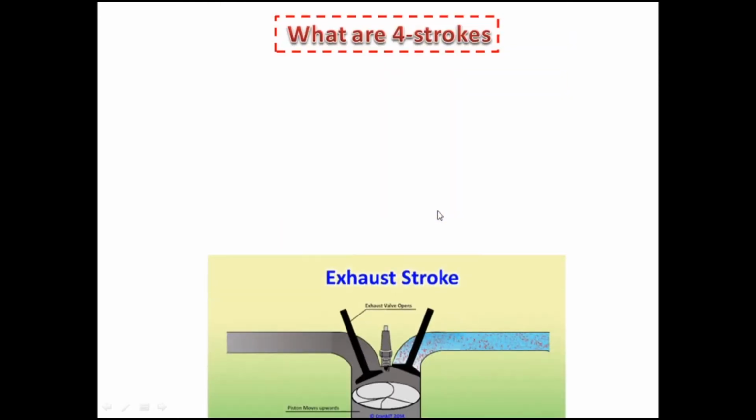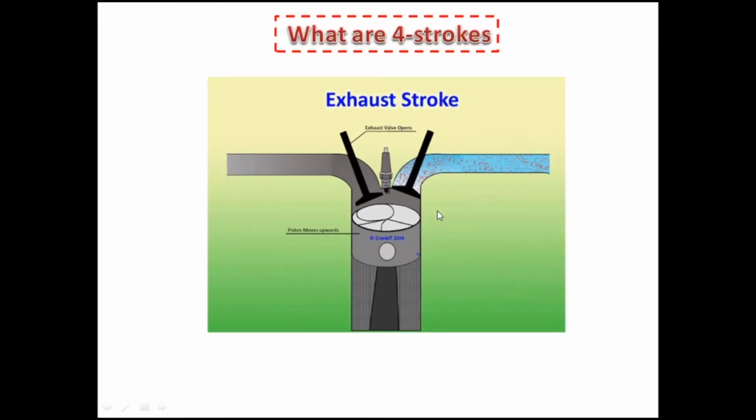And the next one is exhaust stroke. In this stroke, the exhaust valve will open and the inlet valve will close, and the piston will go from bottom to top, so that after combustion, the smoke that is created is removed. The piston will push that smoke from downward to upward and remove it from the cylinder. So this is the working of the exhaust stroke.